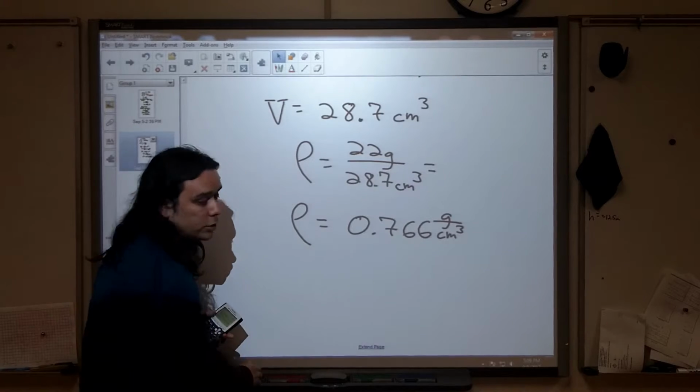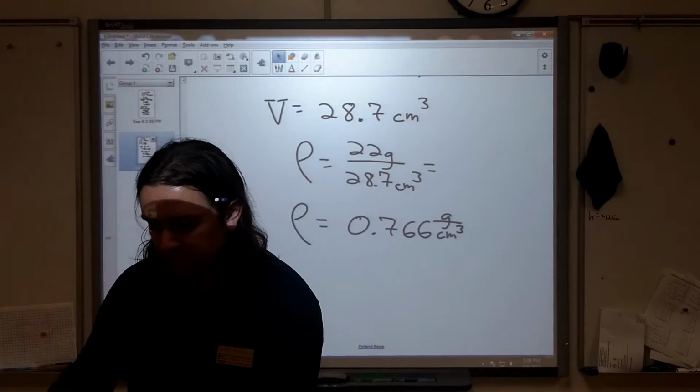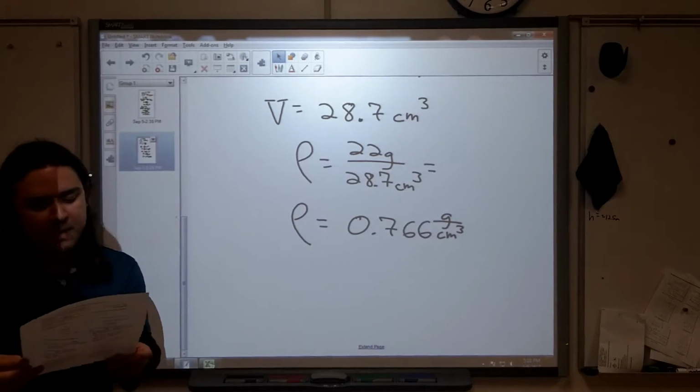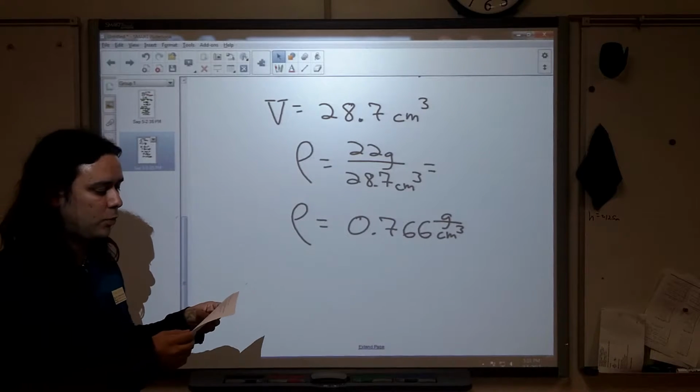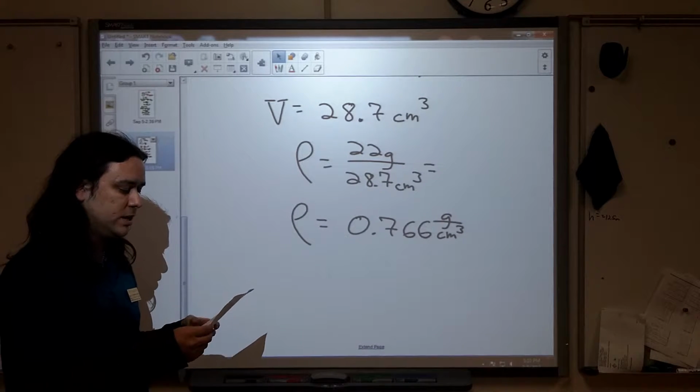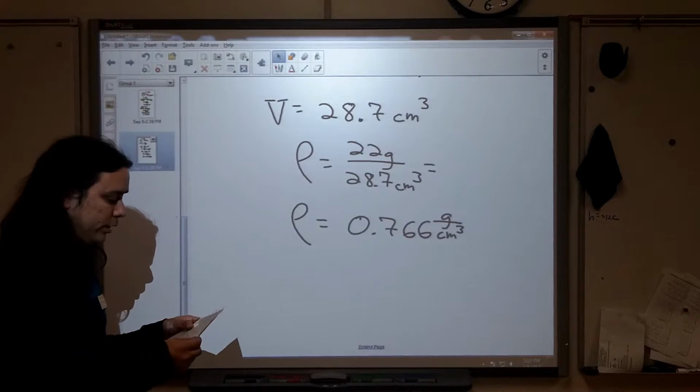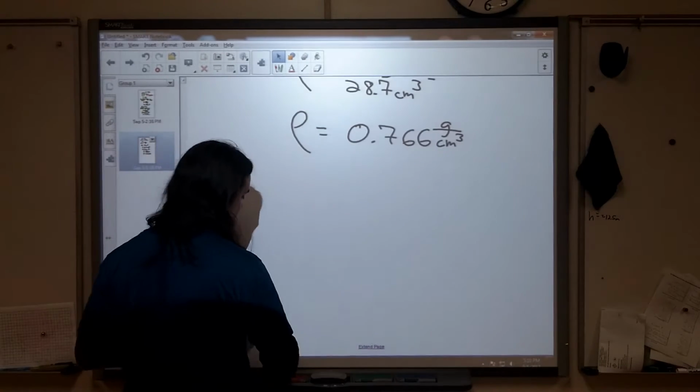All right, part 2. Part 2 says, what would be the mass of the ball bearing if it were made out of pure gold? The density of gold is 19.3 grams per cubic centimeter. So this is part 2.